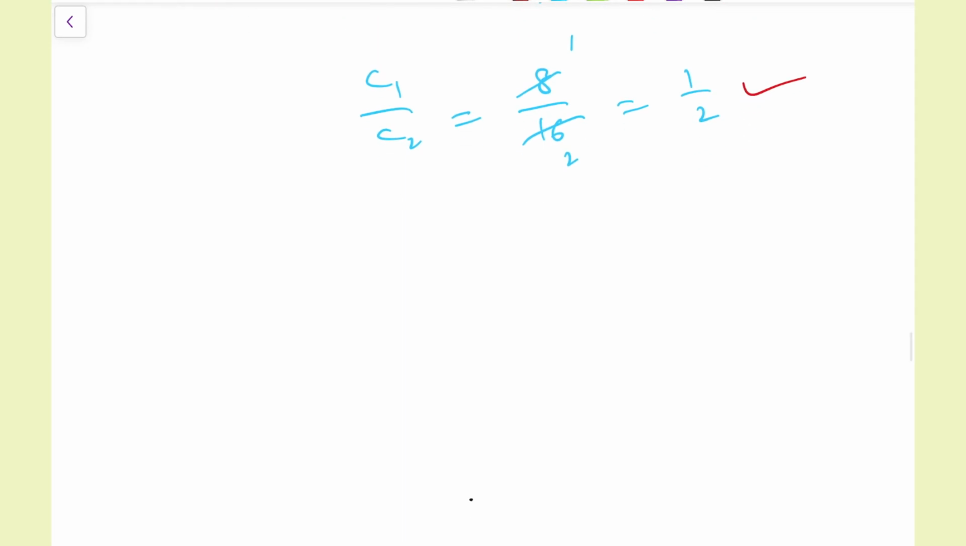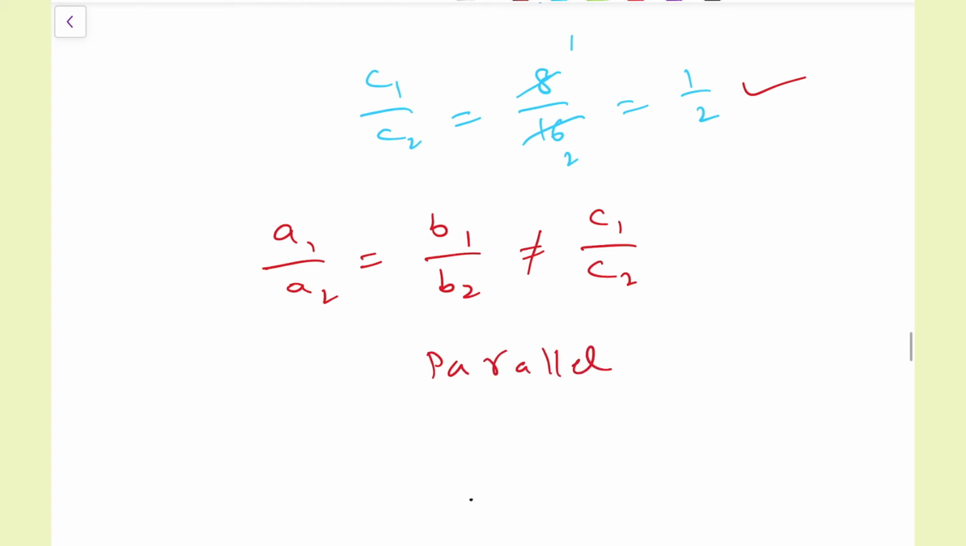So we can write A1 by A2 equals B1 by B2 but not equal to C1 by C2. This comes under parallel lines. Parallel lines means, is there any solution? Definitely no solution. So no solution means inconsistent pair. For inconsistent there is no need of a graph.